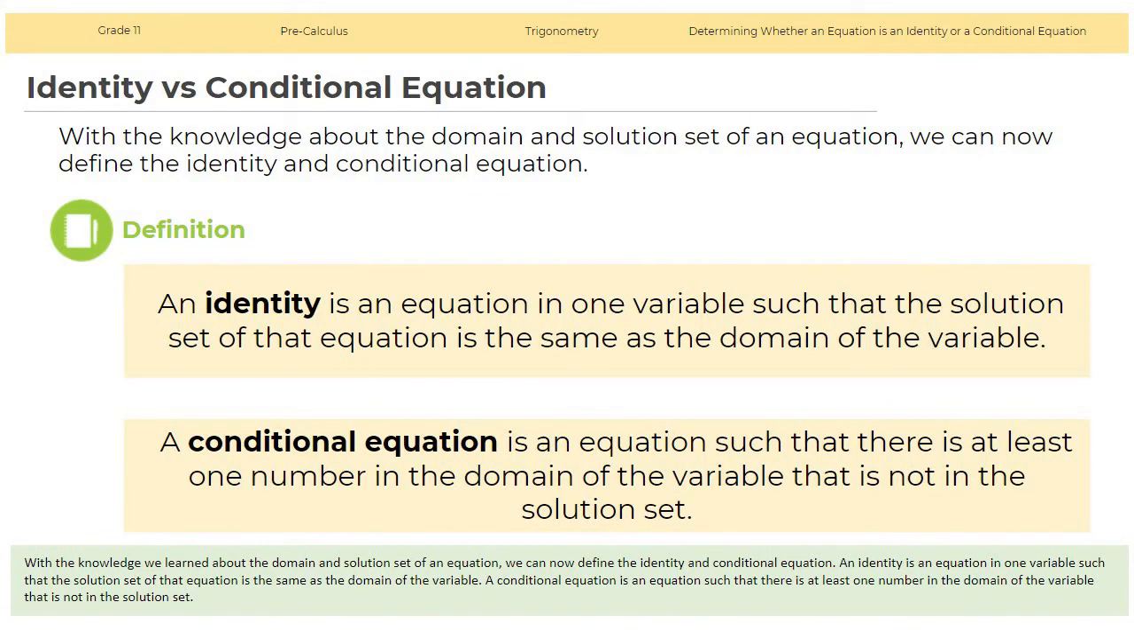With the knowledge we learned about the domain and the solution set of an equation, we can now define the identity and conditional equation. An identity is an equation in one variable such that the solution set of that equation is the same as the domain of the variable. A conditional equation is an equation such that there is at least one number in the domain of the variable that is not in the solution set.